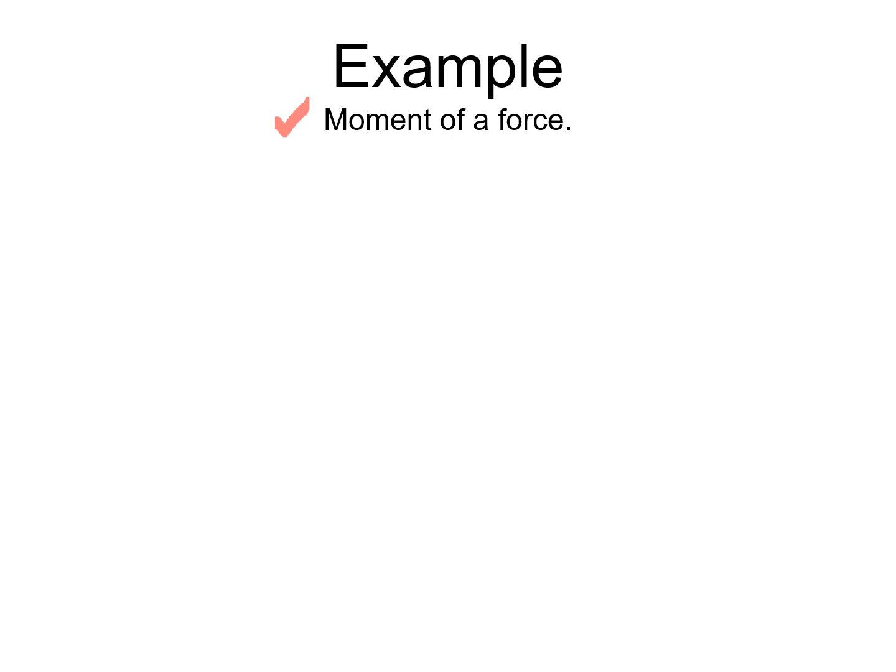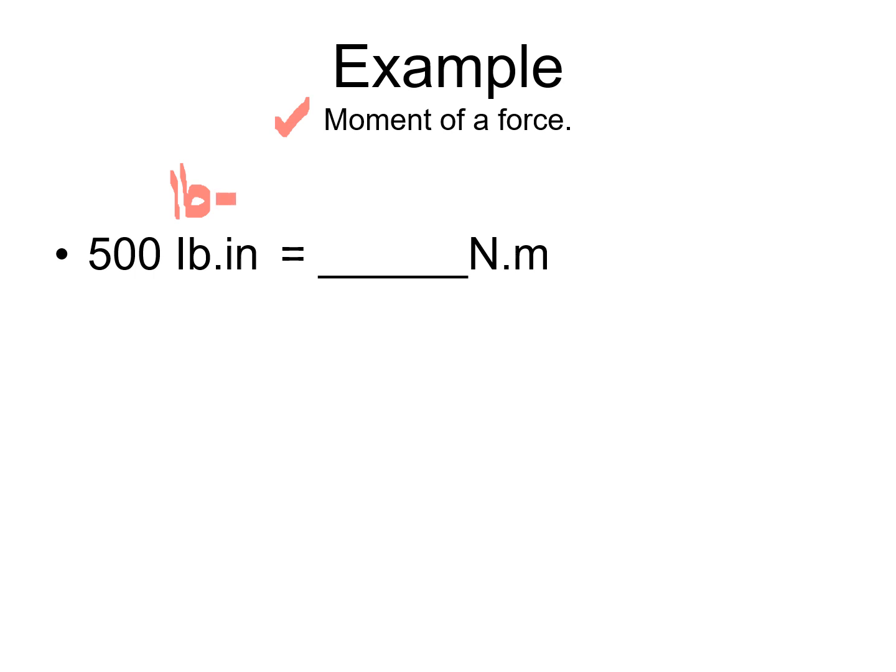So let's look at one. Convert this 500 pound inch. That's how you say it. Pound dot inch. You don't say 500 pound dot inch. You just read it as 500 pound inch. This can also be a dash. It can be a dash instead of using a dot. You can also use dash.